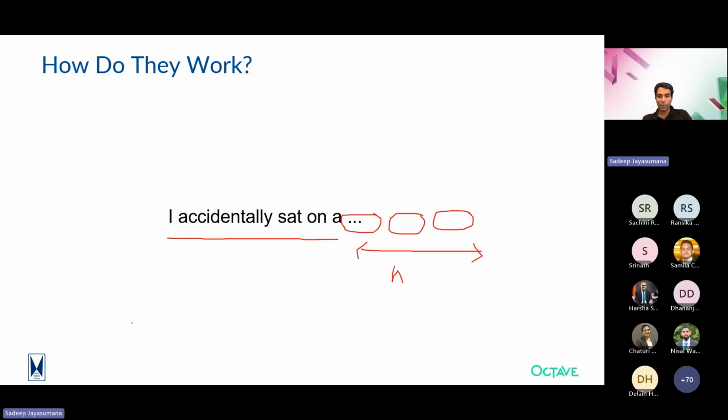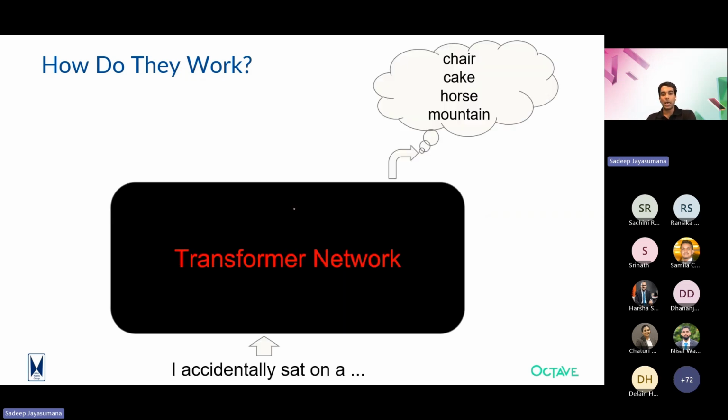But anyway, let's forget about that part. Let's assume that we are only interested in producing 1 word. So we have this sentence, "I accidentally sat on a", and we are interested in producing just one word to complete this sentence. How would we go about this? Now, this is done through what is known as a transformer neural network. So the idea is we have a neural network.